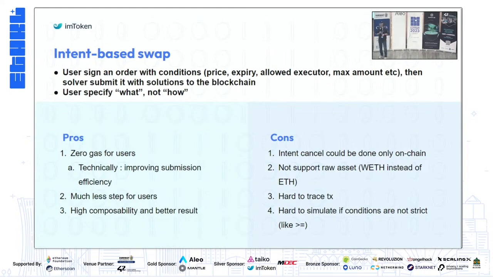The first is that when you sign an order and send it out to the solvers, if you want to cancel that intention, because you don't want to trade using those conditions anymore, you currently have to submit a transaction to the blockchain. That is because you need to mark that this order is not able to be executed anymore on the blockchain. So that's one of the things that needs to be improved right now.